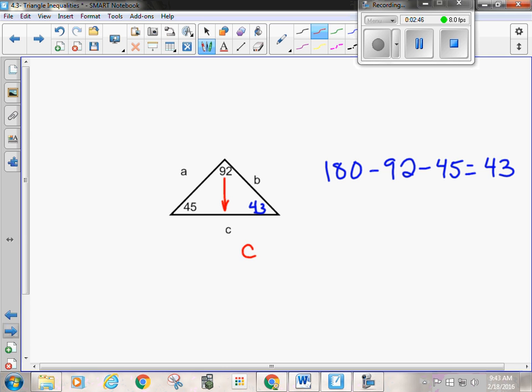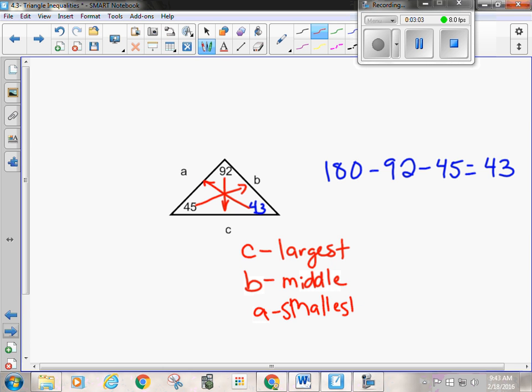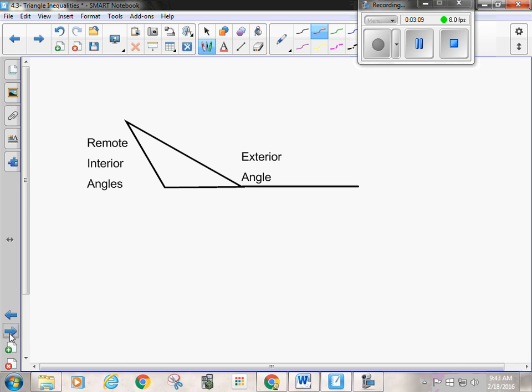C is opposite 92, so this is the largest one. Okay. B is opposite 45, so this is my middle one. And A is opposite 43, so this is my smallest one. Okay, so I just list them in order according to what they are across from my angles. Pretty nice and simple with that.